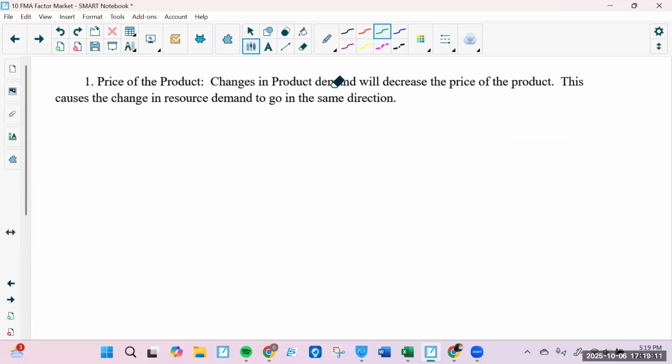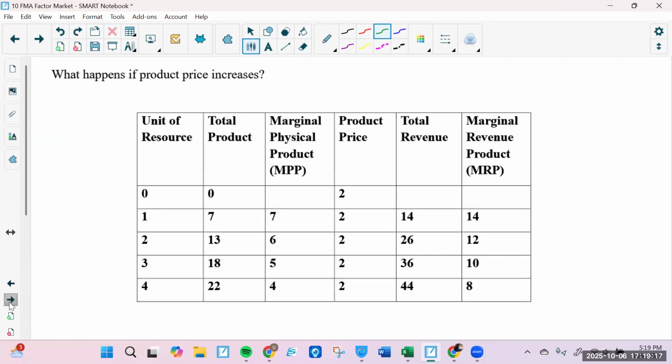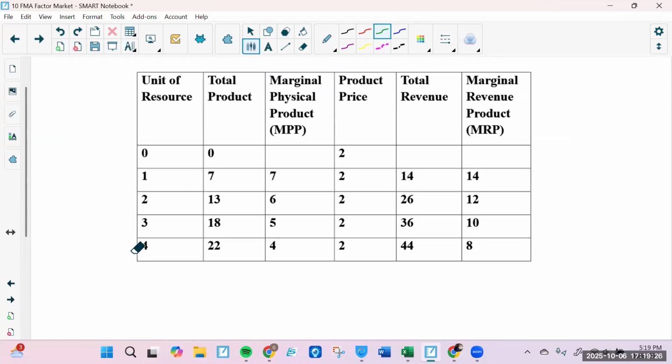You change the price of the product, then the demand for the worker is going to change. So let's go back, and this is the same chart that I showed you earlier, but I'm just going through 4 workers as opposed to the other one. I think I want to do like 7 or whatever. So again, just refresh your memory.